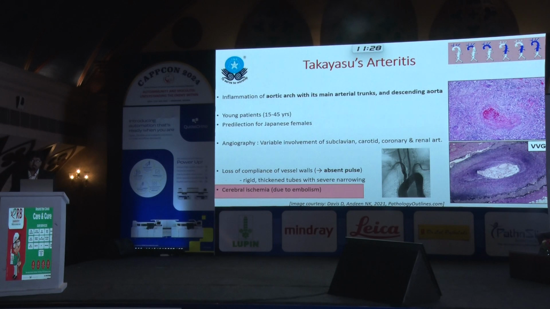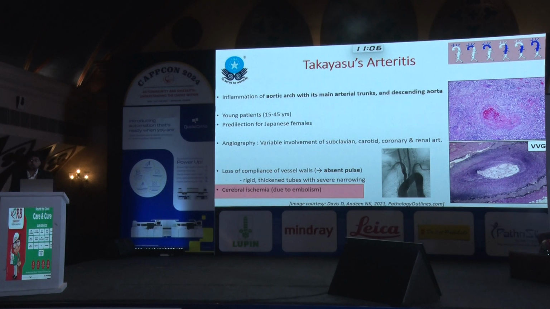Takayasu arteritis, it is not a pure CNS vasculitis per se. In Takayasu, there is inflammation of aortic arch with its main arterial trunks and descending aorta. The CNS is affected when the carotid arteries or their branches are involved. Usually occurs in young patients with a predilection for Japanese females. Angiography can show variable involvement of subclavian, carotid, coronary, and renal artery.